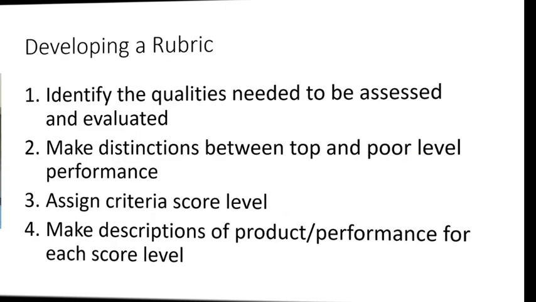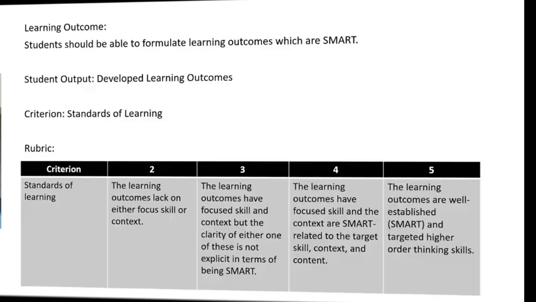So in developing a rubric, to sum it up, we need to identify the qualities that need to be assessed and evaluated. This would refer to the criteria for grading, and these are the indicators of the learning outcome. We should make descriptors of these criteria to make distinctions between what an acceptable, satisfactory, and top level of learning outcome is. And we should therefore assign a score level for each distinction.